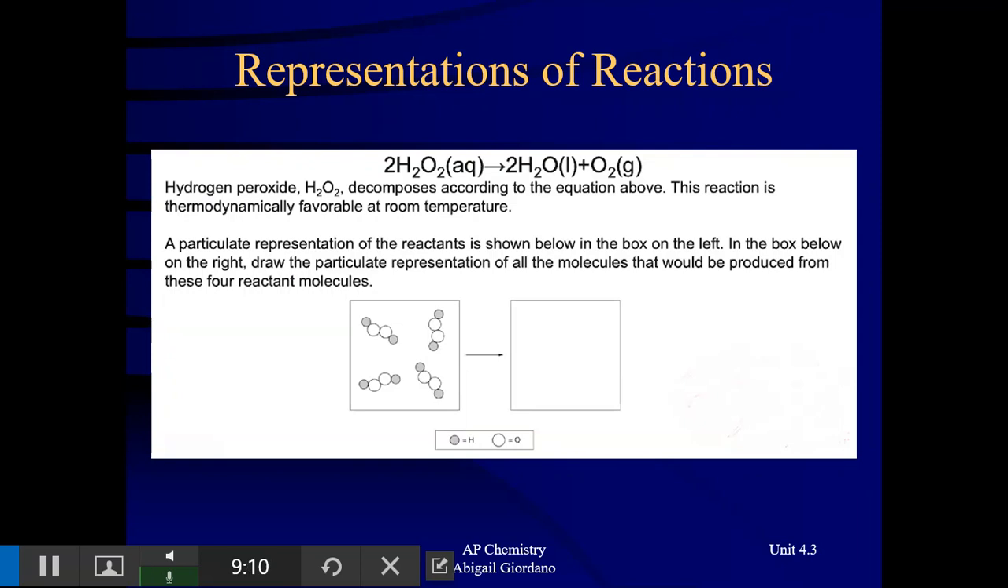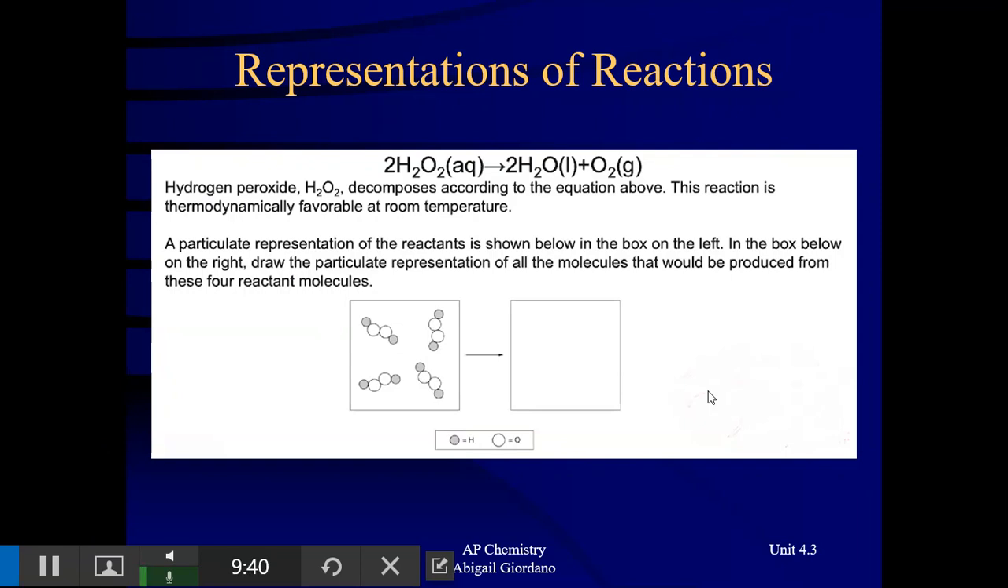A particulate representation of the reactants is shown below in the box on the left. In the box below on the right, draw the particulate representation of all the molecules that would be produced from these 4 reactant molecules. So not only do you need to draw the molecules correctly, but also the correct numbers. Okay, so pause the video, see if you can try this one.